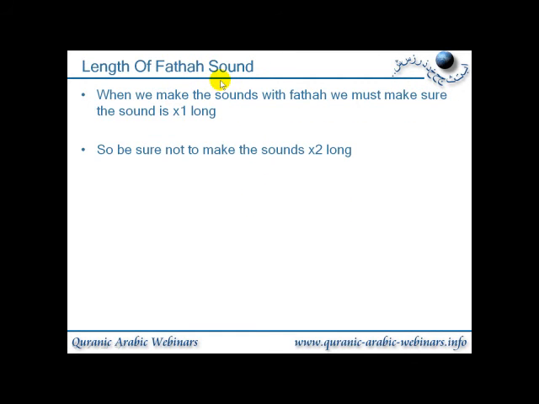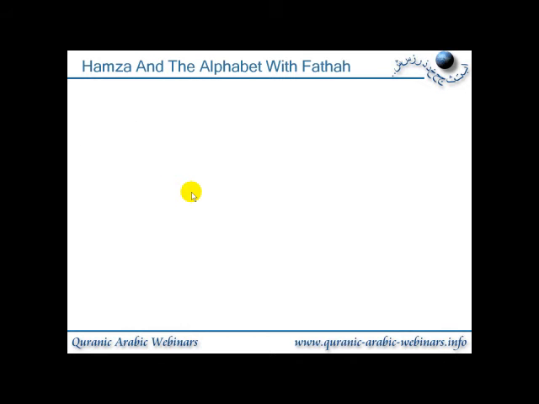Length of Fathah sounds. When we make the sounds with Fathah, we must make sure the sound is one length long. So be sure not to make the sounds 2 lengths long. So you must say A and not Aa, or Ra and not Raa. So now we will practice the whole alphabet with Fathah, and the first letter will be Hamza.